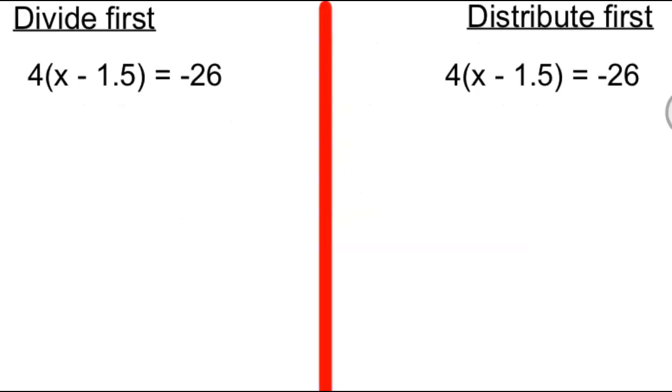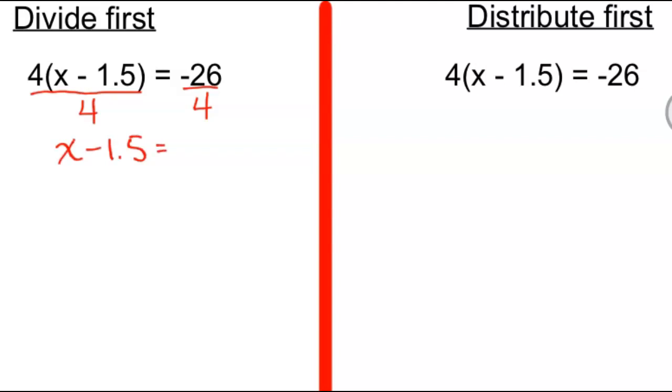But we're going to review that you could either divide first or distribute first. So let's see what that looks like. So if I wanted to get x alone in 4 times the quantity x minus 1.5 equals negative 26, one thing I could do is divide both sides by 4. If I divide 4 times x minus 1.5 by 4, I'm just left with x minus 1.5.